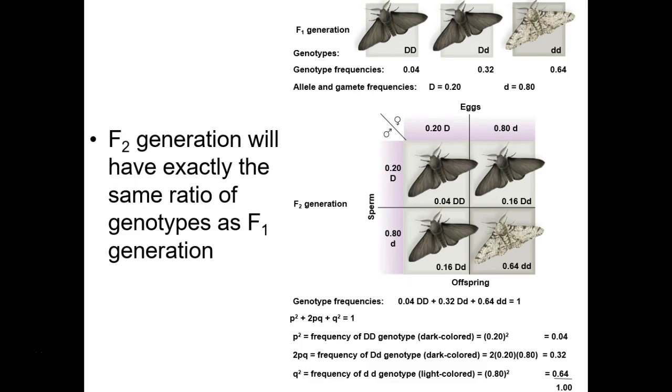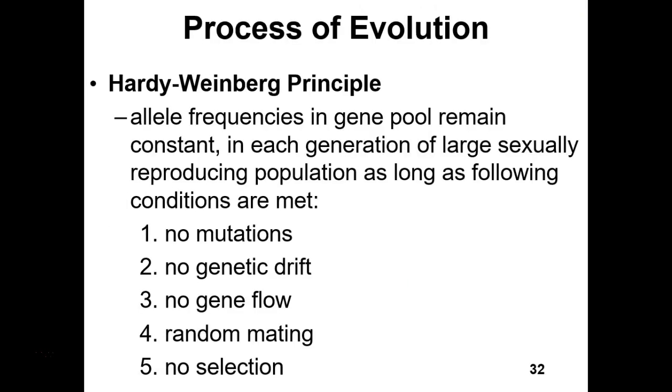So let's look at what Hardy and Weinberg actually determined as the rules that will keep evolution from occurring. What they basically said was that all frequencies within a gene pool will remain the same in every single generation of a large sexually reproducing population, as long as there are no mutations. A mutation is a genetic change, a change on the genetic level of an organism. An example of a mutation that most people have probably heard of is a mutation in the hemoglobin gene that causes hemoglobin to form a sickle shape, causing sickle cell disease.